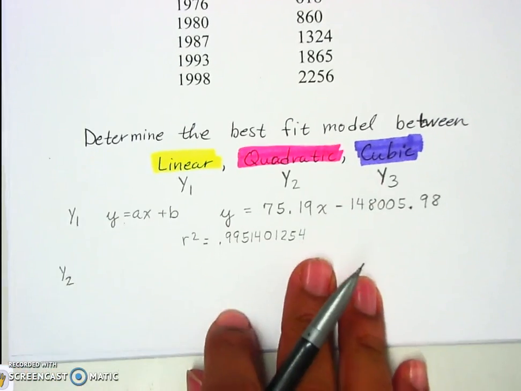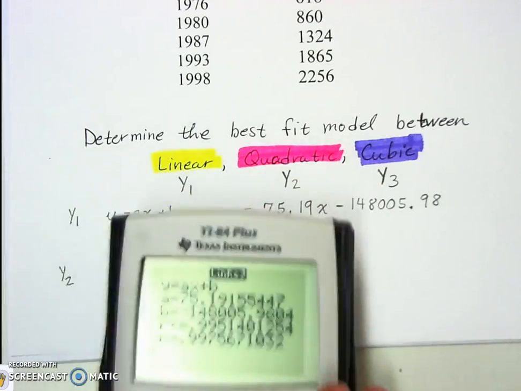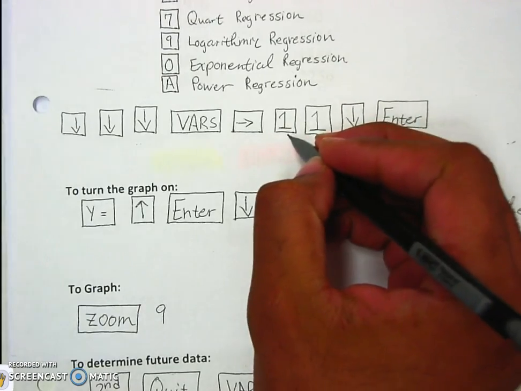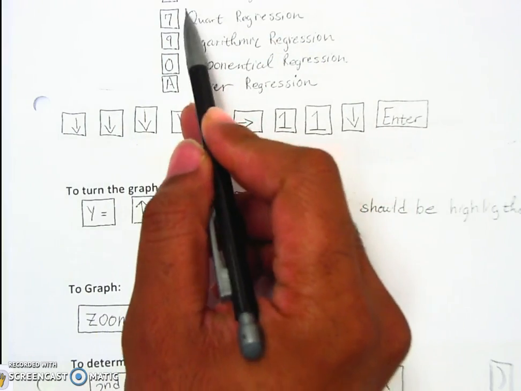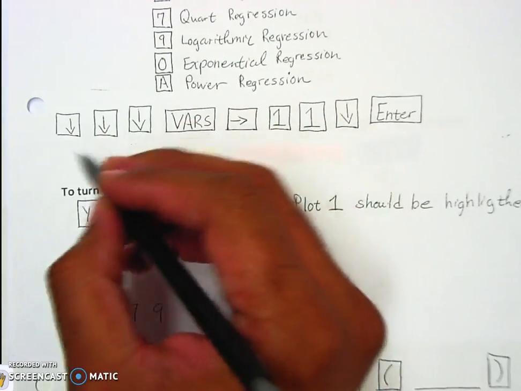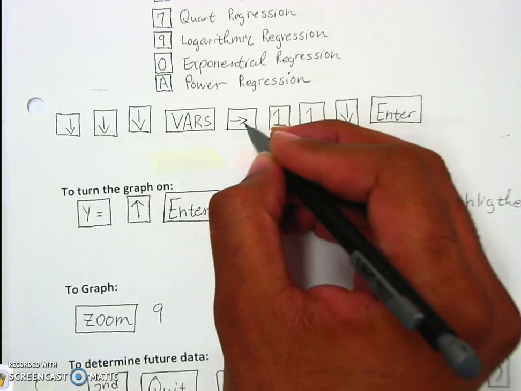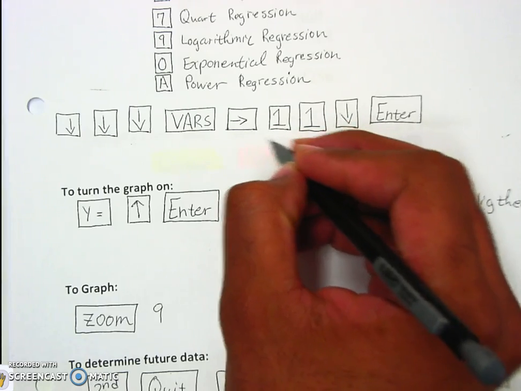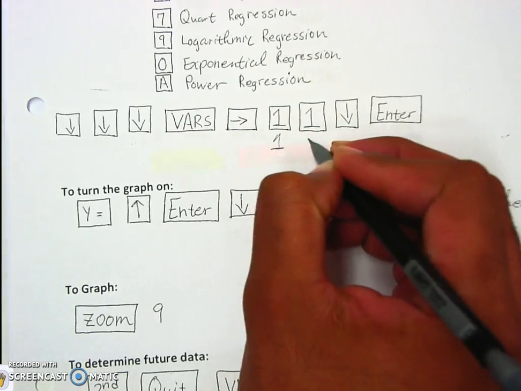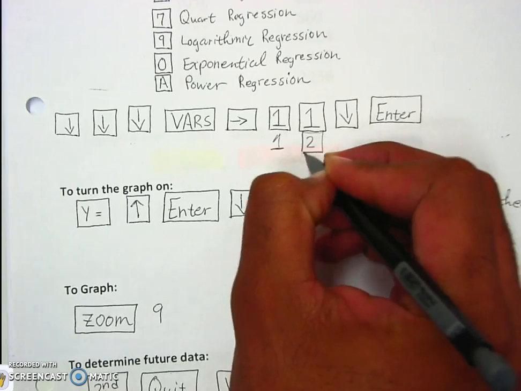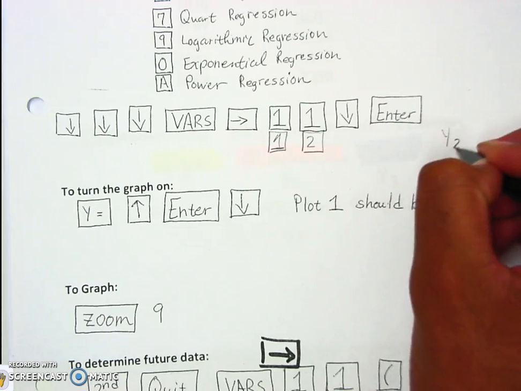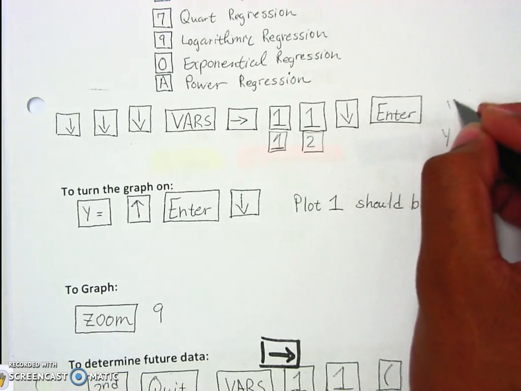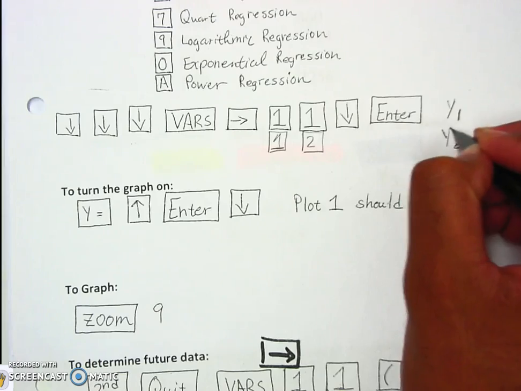That's our y2. All right, now this time we're going to pretty much follow the same process, but when we do this part here, we go to the right, we're going to go to quadratic like we've been doing, number 5, and then we're going to go down, down, down, vars to the right. But for y2, we're going to do 1, 2. This part here is y1. This is to help us get y2.